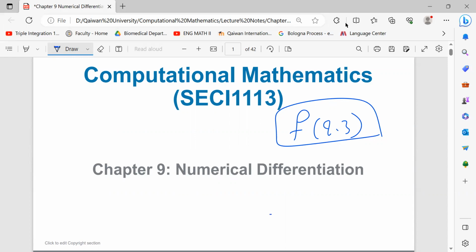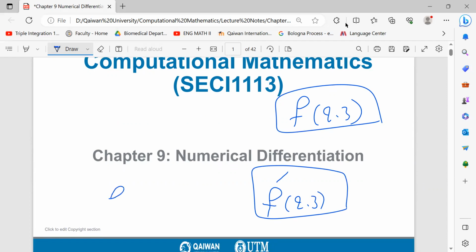So what if we are asked to find f prime at 2.3? We cannot use the previous chapter. We should use this chapter, okay? So how about f double prime? If the point is 2.3 or any other point, to estimate f prime and f double prime at a point, we need to use this chapter. For f, it's the previous chapter, okay?